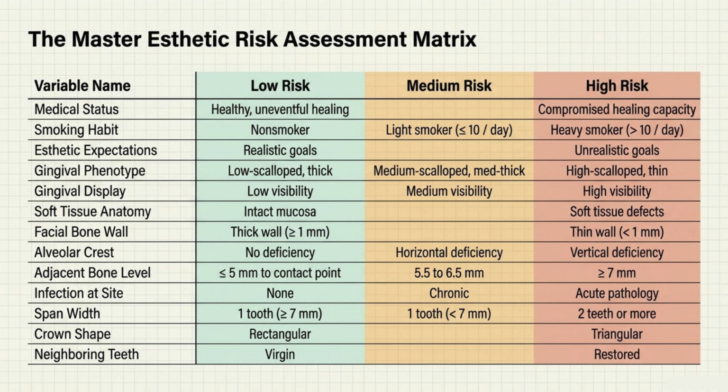This brings us to the master ERA matrix. This chart synthesizes all 13 variables into low, medium, and high-risk columns. As clinicians, your job is to map your patient's specific presentation on this matrix. If a case falls predominantly into the green low-risk column, it may be suitable for a type 1 immediate implant placement. However, if you identify compounding variables in the red high-risk column, such as a thin facial bone wall, thin gingiva, or acute infection, you are dealing with a highly complex case that demands alternative timing, such as a type 2 early placement with simultaneous contour augmentation.